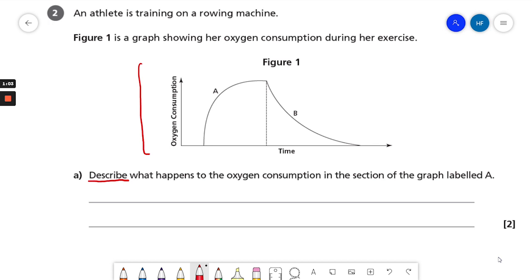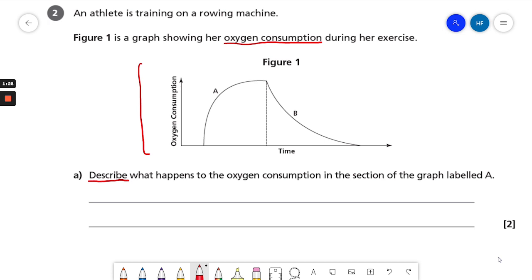Let's look for other important words or phrases in the question. Now, in the first line, I can see the word oxygen consumption. What's oxygen consumption? Well, oxygen consumption is how much oxygen the body is using for respiration in order to produce energy, which is needed to supply the working muscles during exercise.